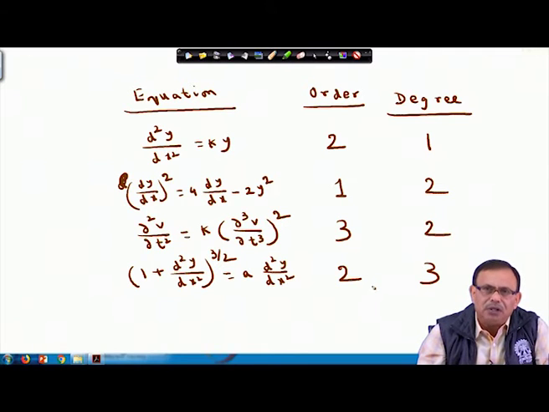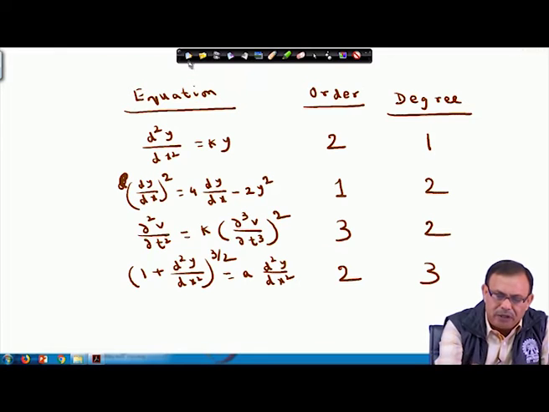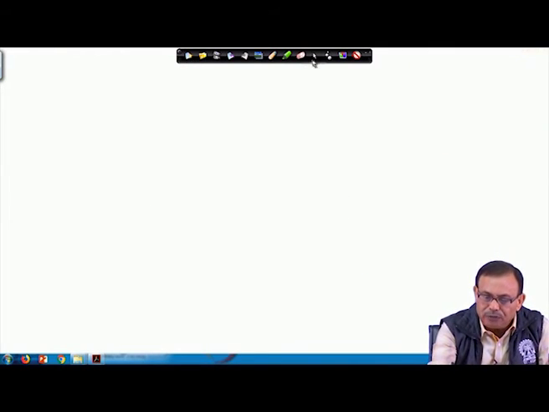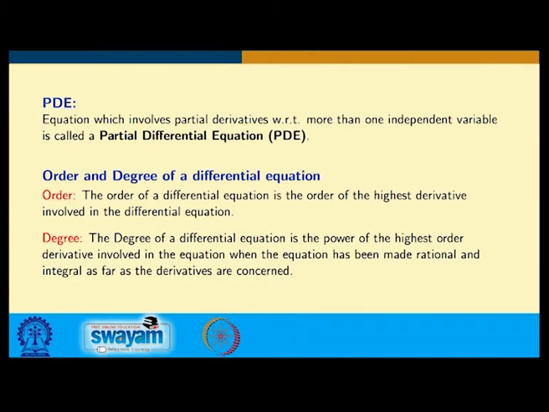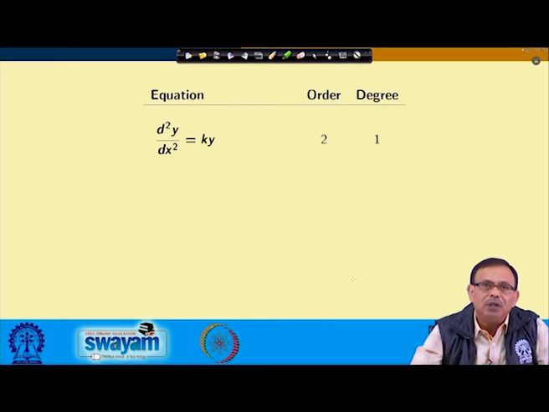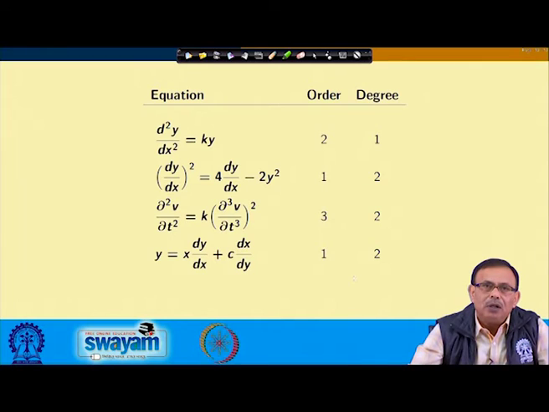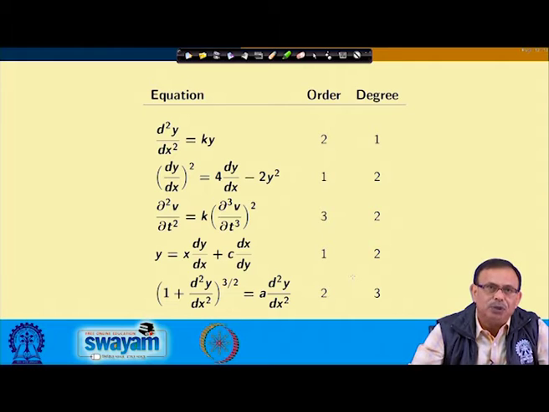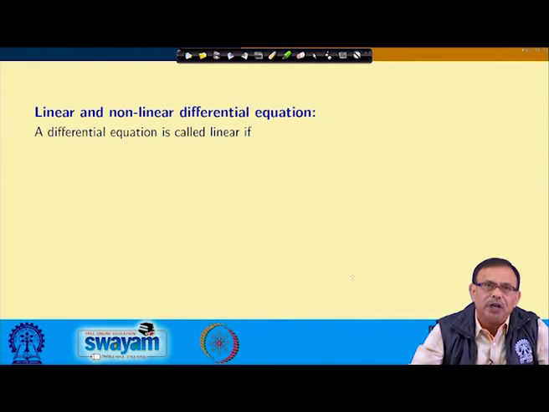I think it is now clear to you how we find out the degree and the order of an equation. Just those things, in a tabular chart again, I am showing you what I have explained: the order and degree. I hope it is clear to you now. So, let us proceed to the next one, linear and nonlinear differential equation.